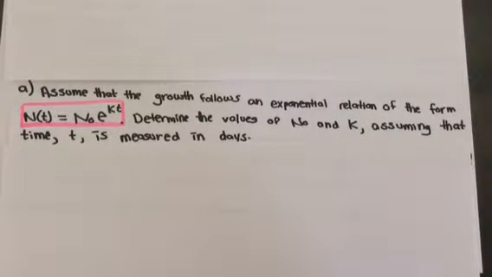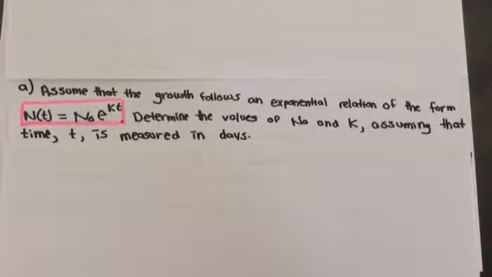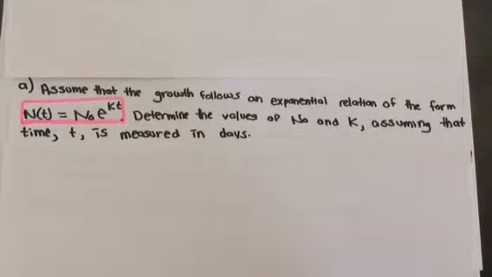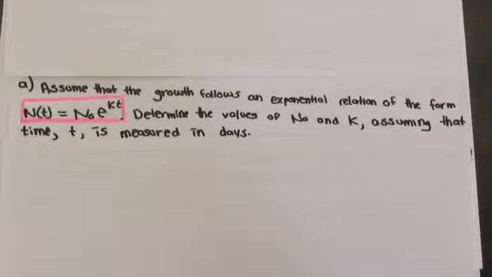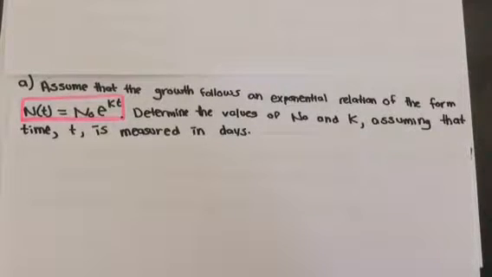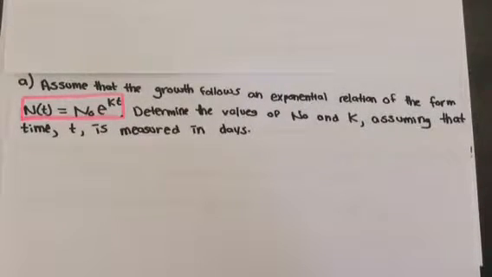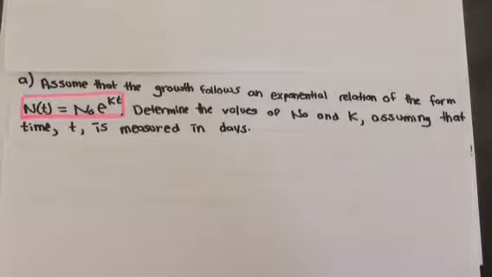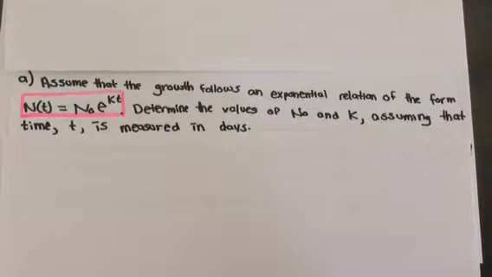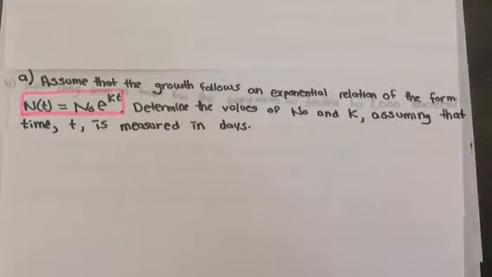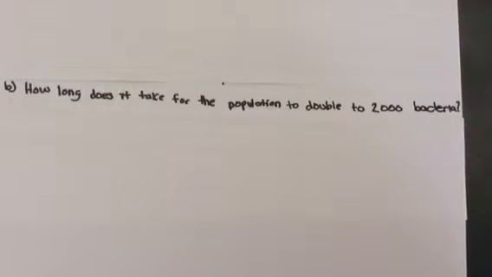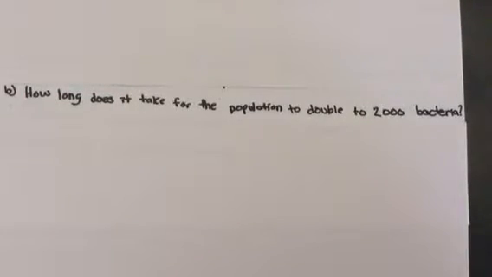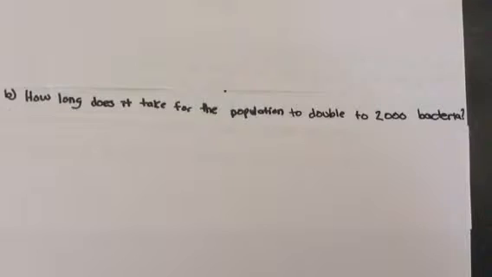Looking at the equation, we know that N of t is equal to the bacteria population after t days. We know that N0 is 1,000, which is the initial amount of bacteria. We know that k is the growth constant, and then that t is time in days, as stated in the question.